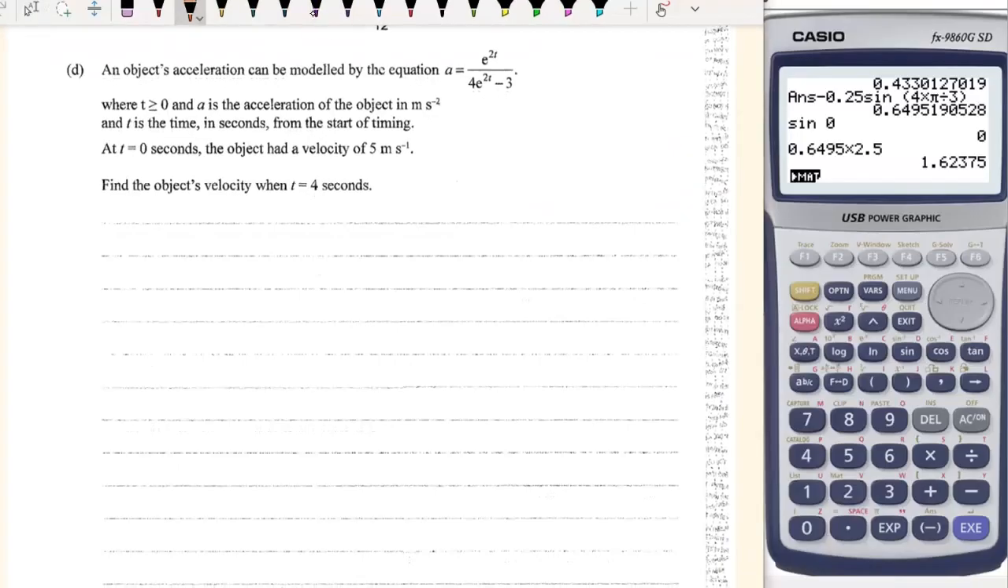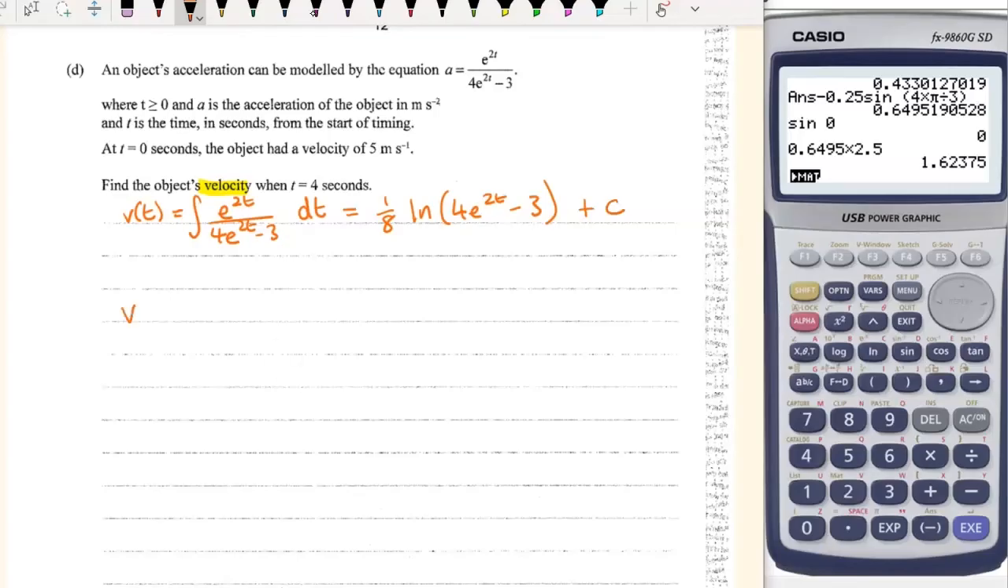Okay, so we want velocity for this question. To get velocity from acceleration, we are going to integrate. So we are integrating e to the 2t over 4e to the 2t minus 3. Now, the top is something to do with the derivative of the bottom. If we differentiate the bottom, we get 8e to the 2t, which is almost what we want, but is 8 times too big because we don't have an 8 in the front just there. So we'll do 1/8 of log of the bottom, 4e to the 2t minus 3, and then plus c.